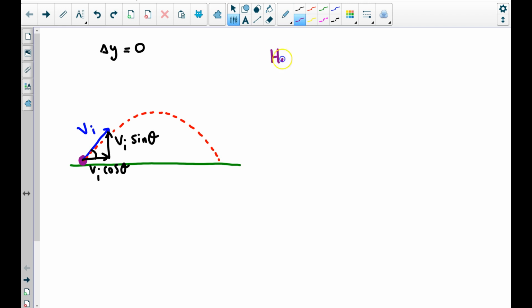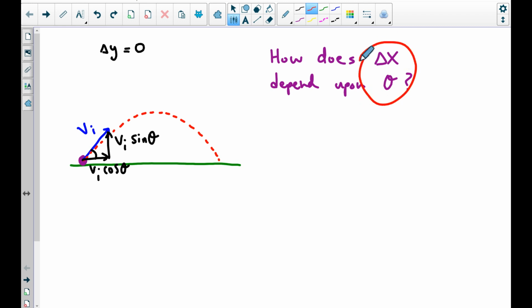Imagine that I ask the question, how does the forward displacement depend upon the angle that it's launched at? Once we do the experiment and collect the data, it would be really cool if we could compare our data to theory. Do we know any theory, any equations that have delta x and theta? Can we derive an equation with those two variables? That would be pretty cool. Let's give it a shot.